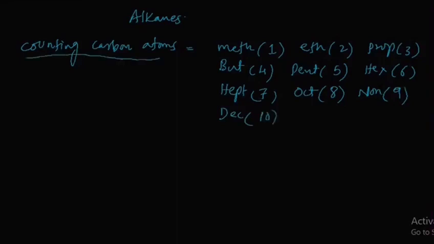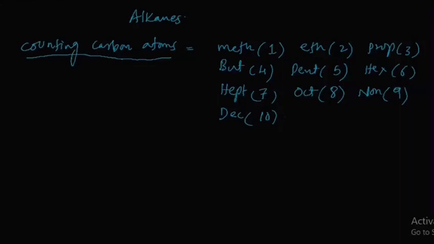Because organic chemistry is the branch of science which deals with the study of hydrocarbons and their derivatives, carbon is the essential element for all organic compounds. So this is the counting of carbon atoms: if we have an organic compound that contains a different number of carbon atoms, these prefixes can be used to denote the carbon number.